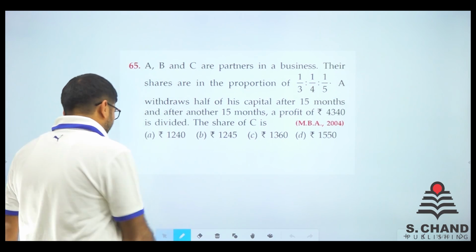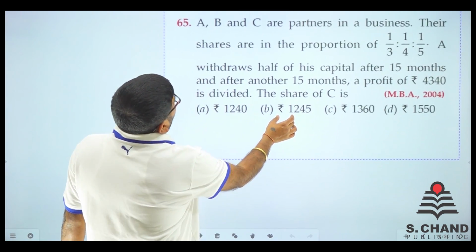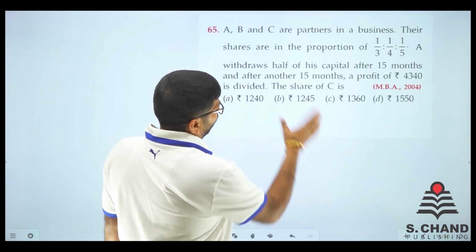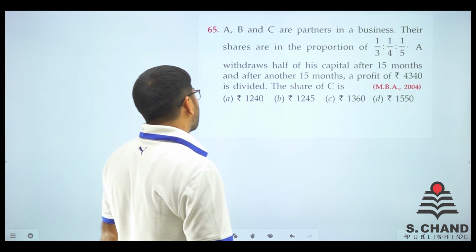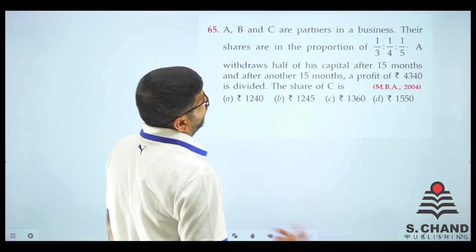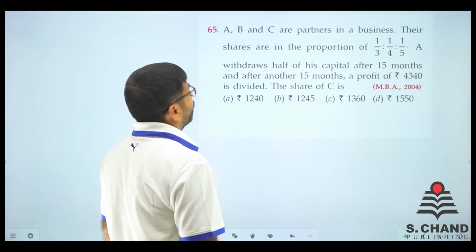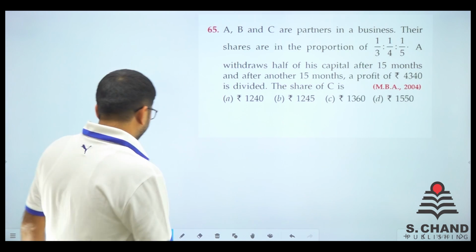Question number 65 for you all. 65 says, A, B, C are partners in a business. Their shares in the profit are given. A withdraws half of his capital after 15 months. And after another 15 months, a profit of 4340 is divided. The share of C is what? You need to find the share of C, right?